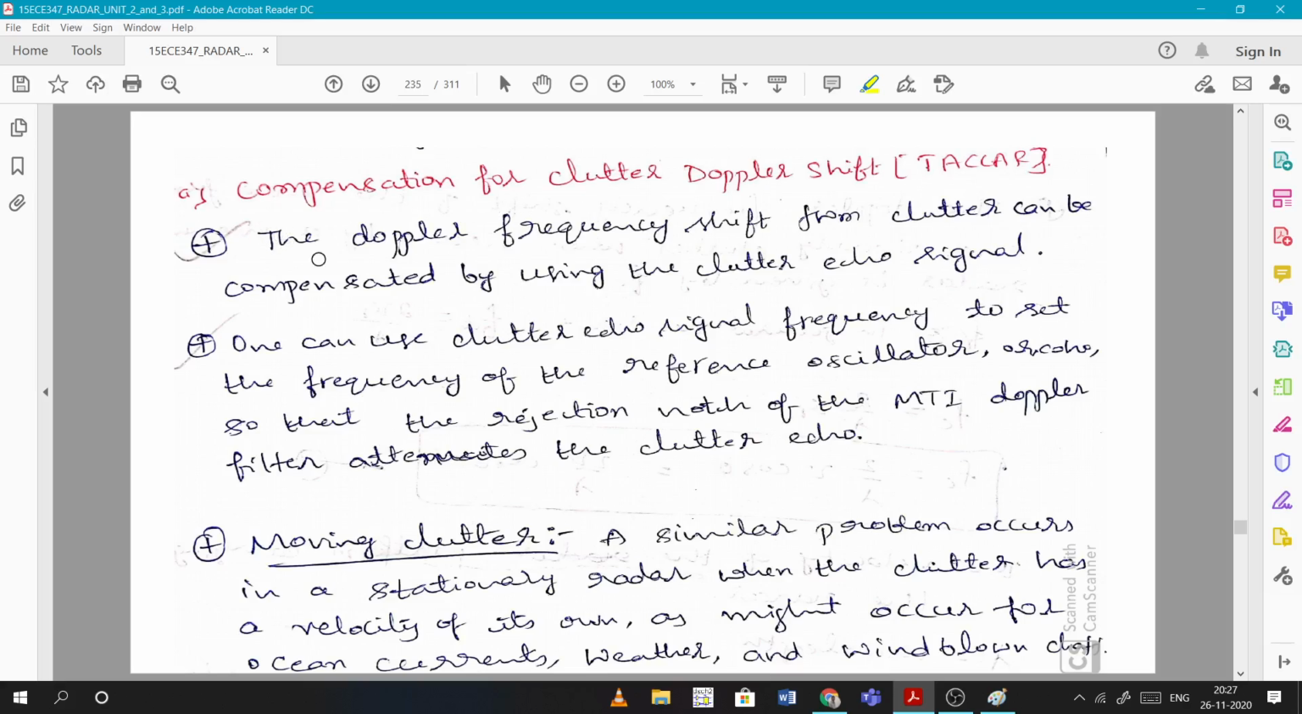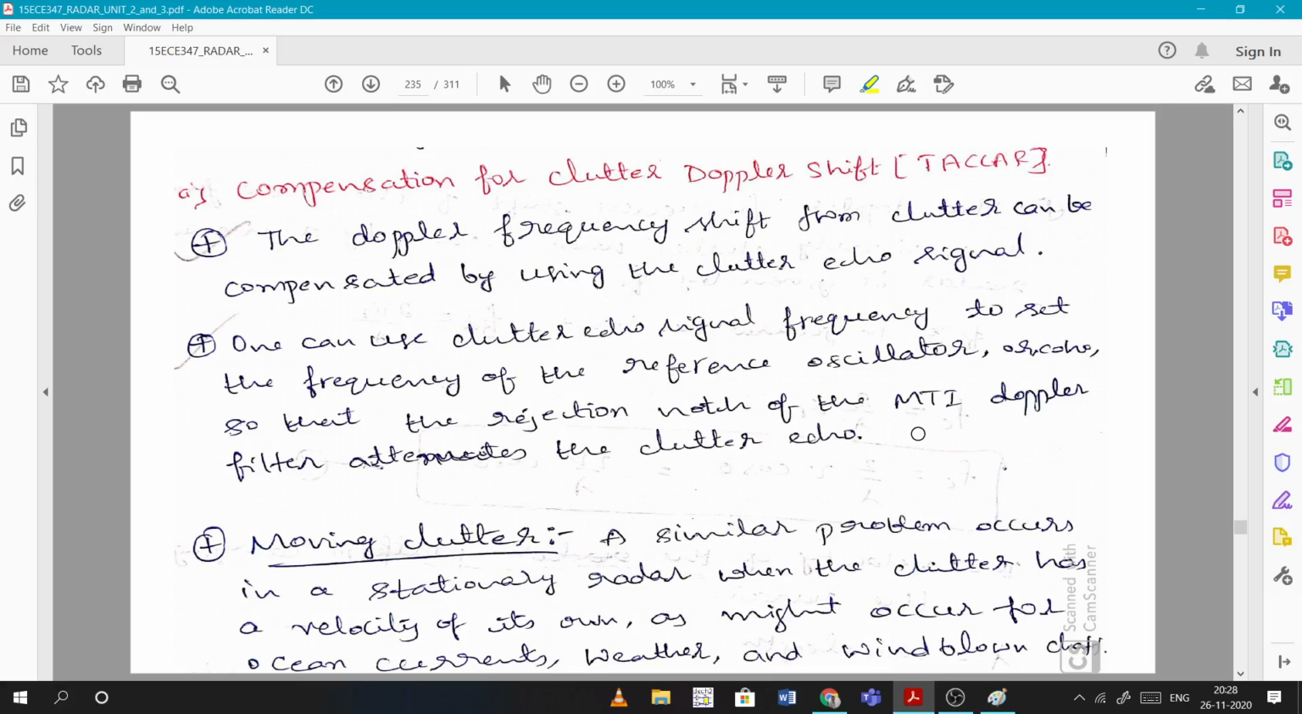So let's see how TACCAR works. The Doppler frequency shift from clutter can be compensated by using the clutter echo signal. One can use the clutter echo signal frequency to set the frequency of the reference oscillator or coherent oscillator, so that the reference oscillator and the coherent oscillator are the same. We call the coherent oscillator COHO. So that the rejection of the MTI Doppler filter alters the clutter echo.